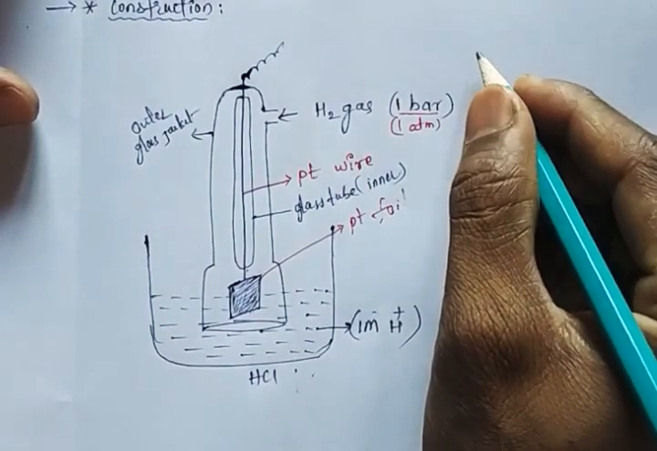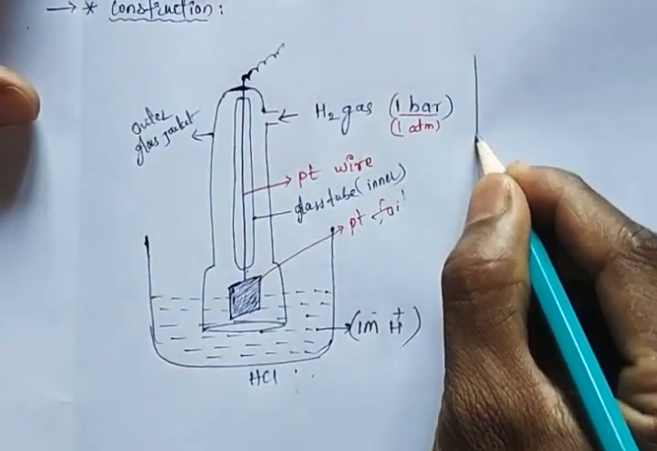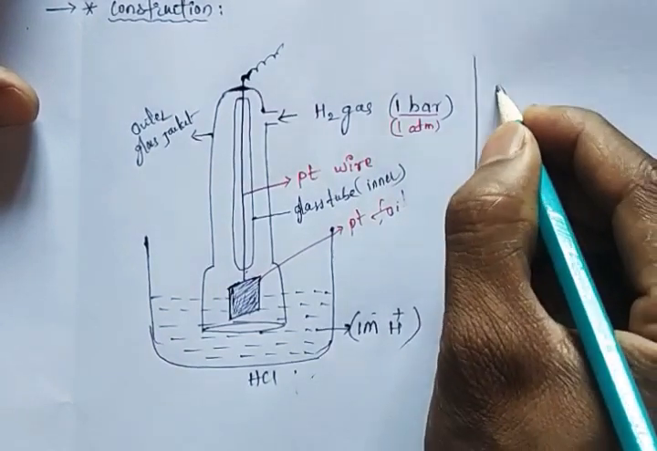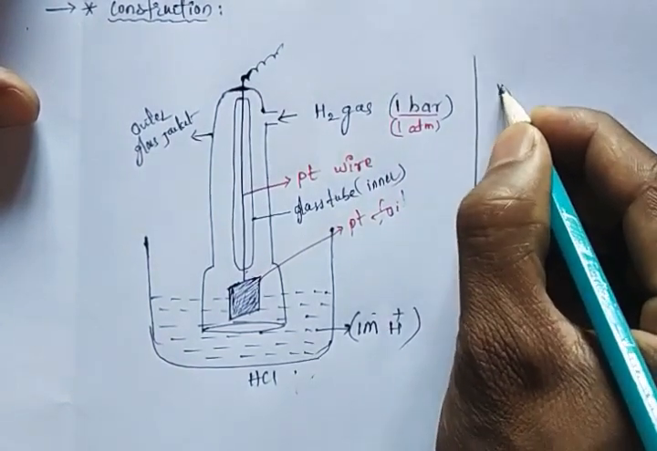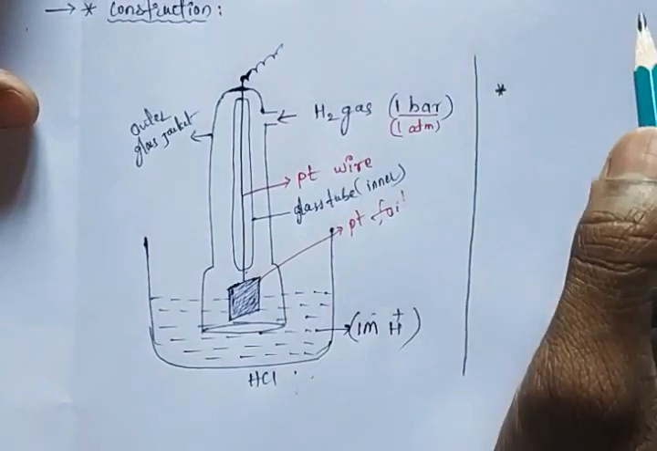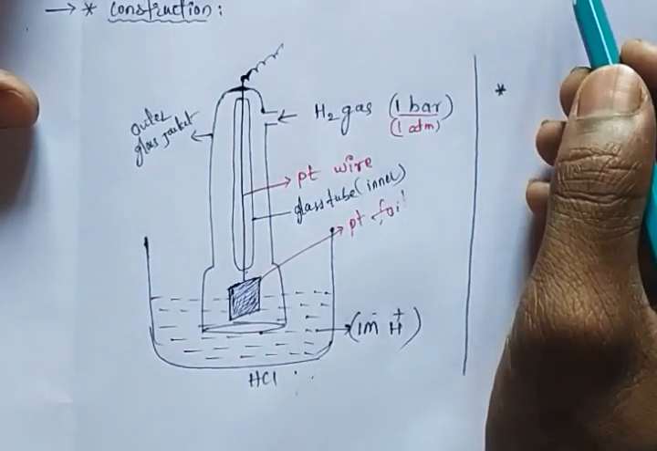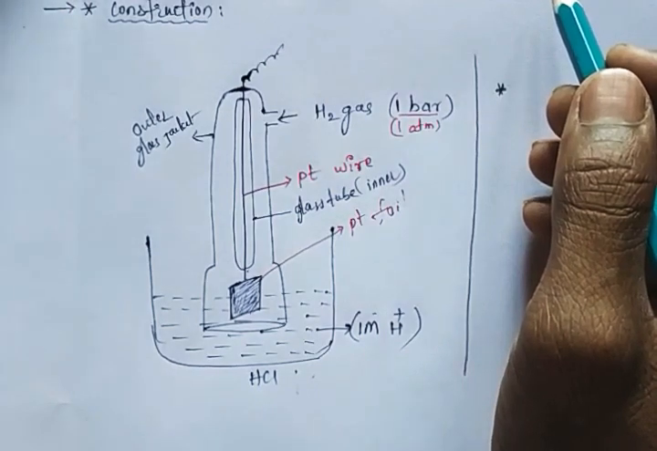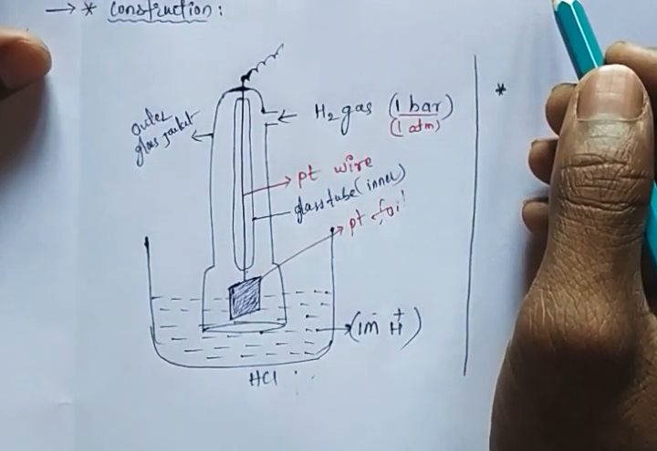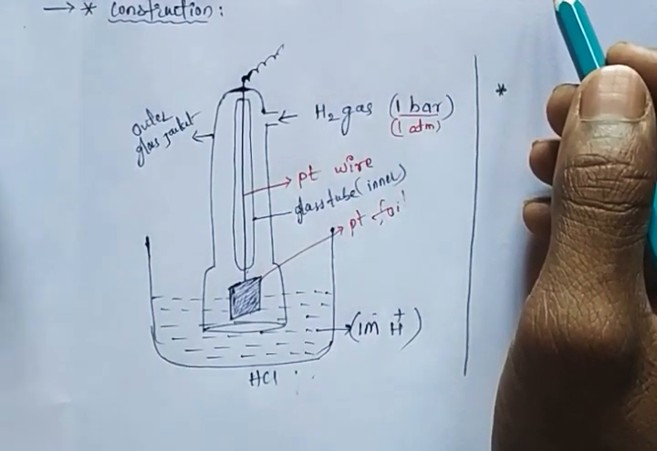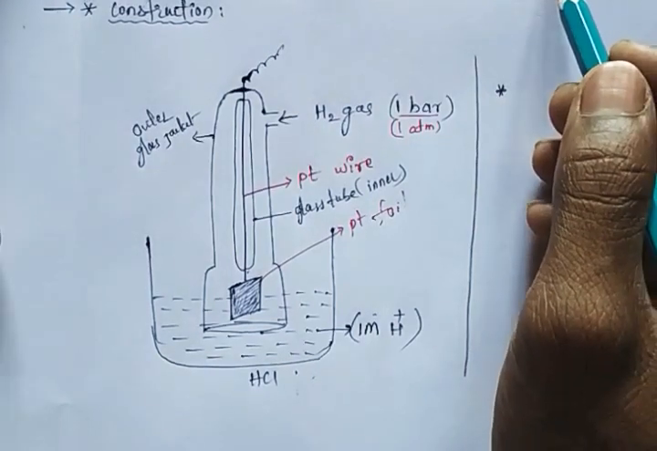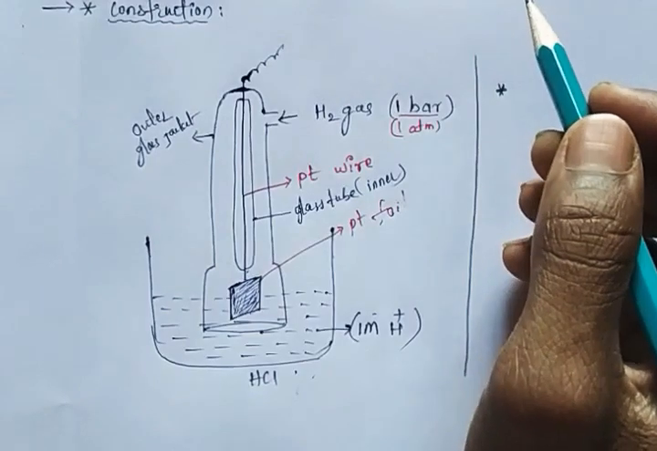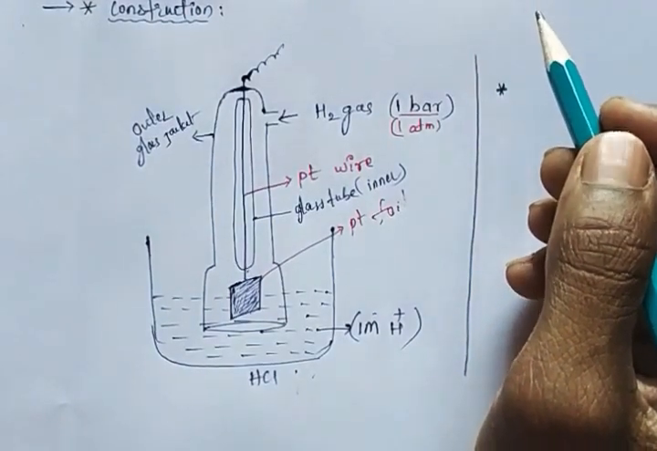देखिए कौन सा points है. In this construction of SHE, first point, standard hydrogen electrode. This SHE is used as a reference electrode and it is universally accepted, and its value is arbitrarily taken as 0. So therefore its reduction potential value is taken as 0.